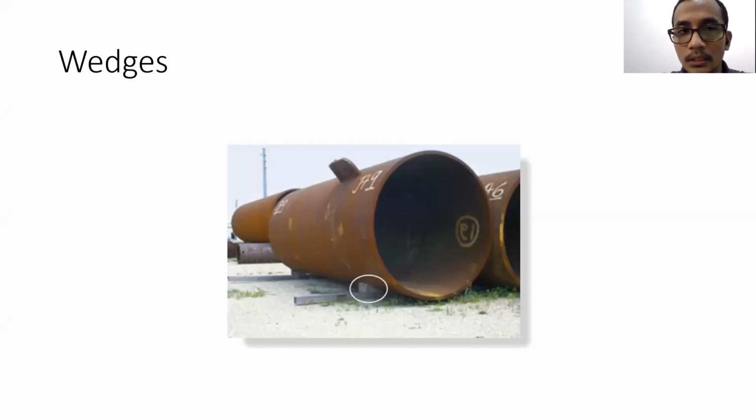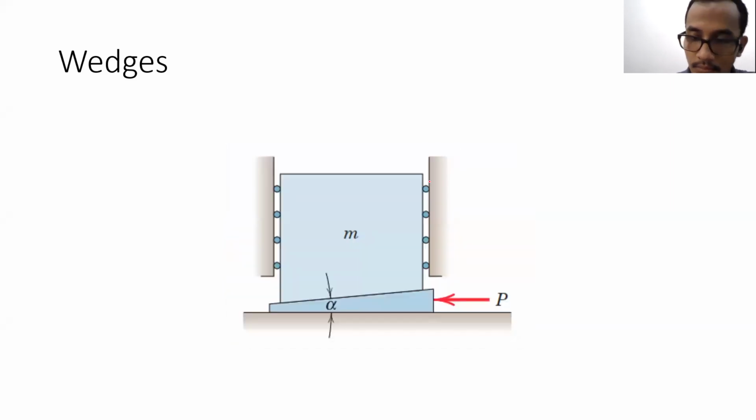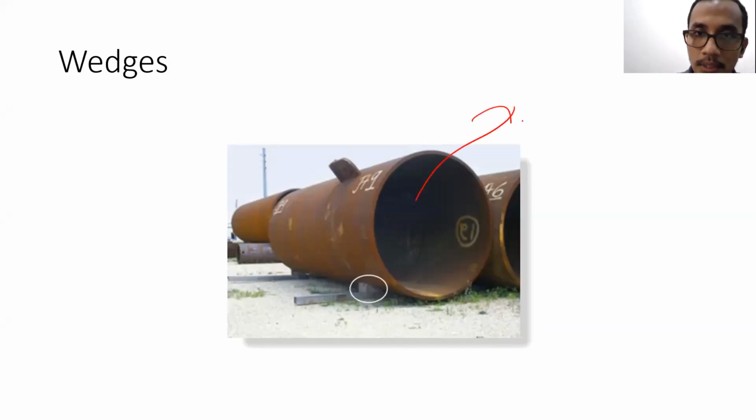So that's the thing that we will discuss today. Okay, wedge. I will repeat again. The purpose of a wedge is to keep one thing, like this particular pipe, a metal pipe, in one position.